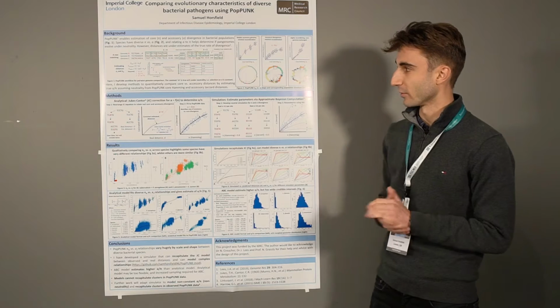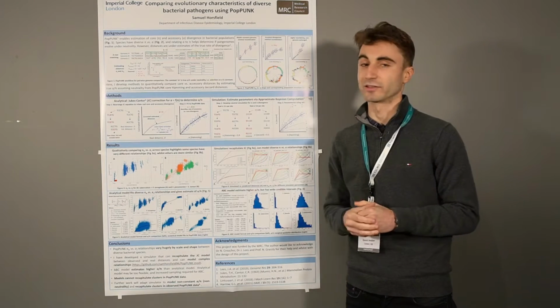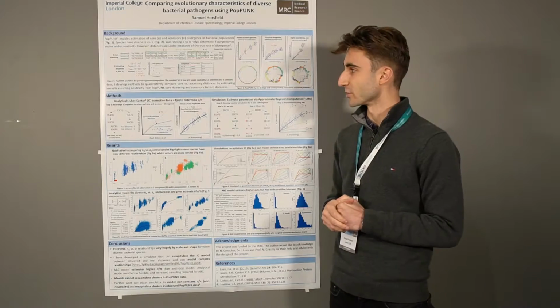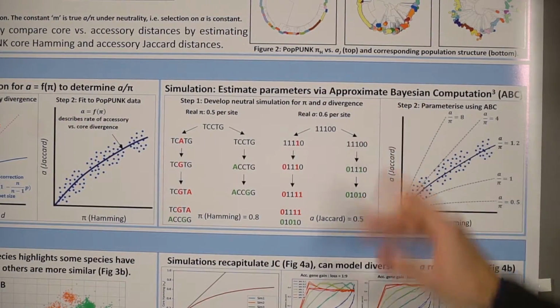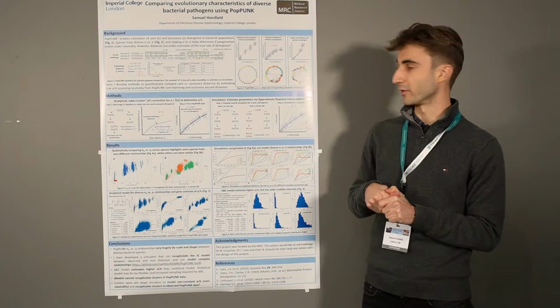So to do this, I developed two methods. One is an analytical method, which uses a derivation of the Jukes-Cantor model of base substitution. And the other one is a simulation-based method using approximate Bayesian computation with the tool ELFI.